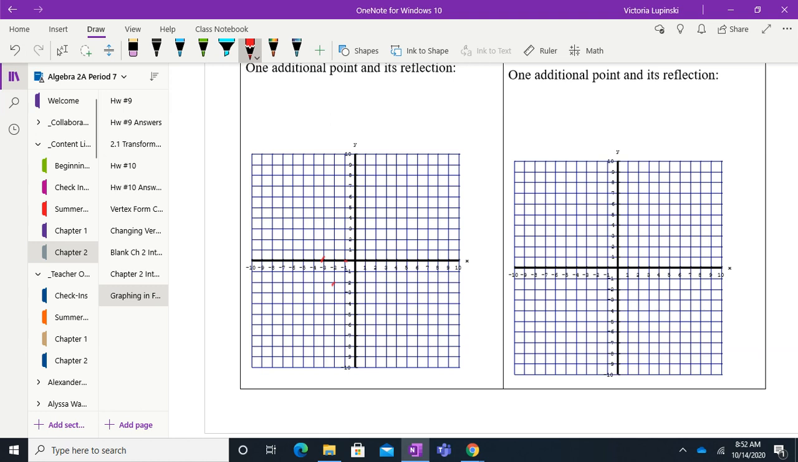Remember that the axis of symmetry is a dotted line through the vertex. So there's my axis of symmetry, which is x equals negative 2. That is what is supposed to split the graph exactly in half.